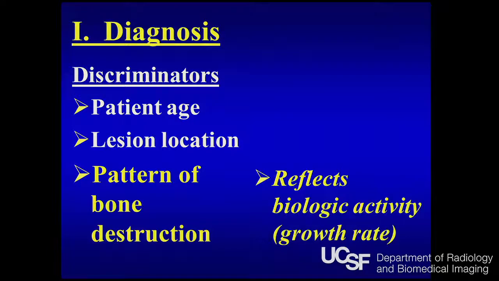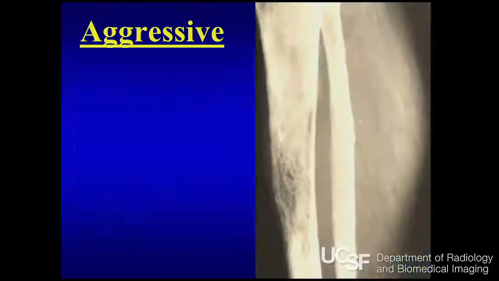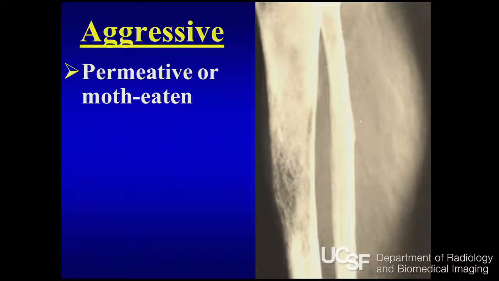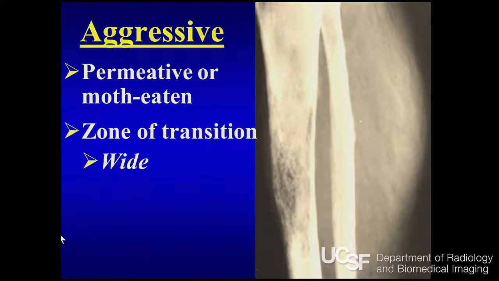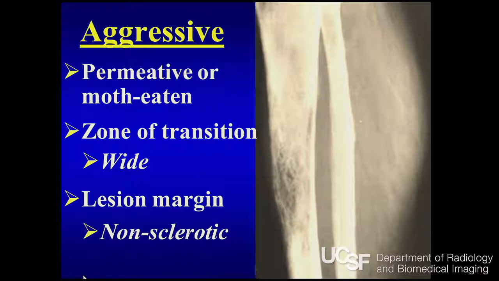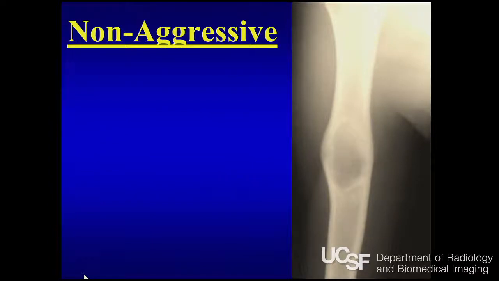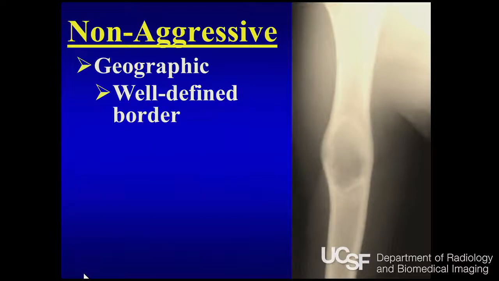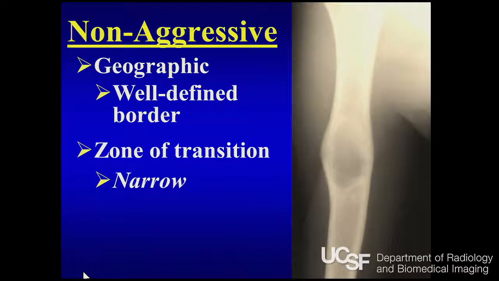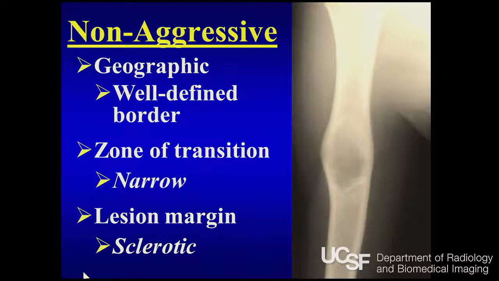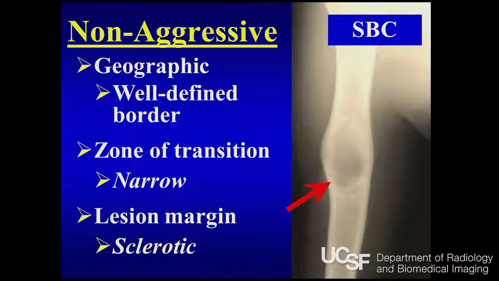What about the pattern of bone destruction? Well, that's important because it reflects the biologic activity or growth rate of a lesion. So we talk about lesions being aggressive in appearance if they have a permeative or moth-eaten pattern of bone destruction, with a zone of transition that's wide and a lesion margin that is non-sclerotic, as in this case of a lymphoma of bone. Non-aggressive lesions, on the other hand, are characterized by a geographic well-defined border with a zone of transition that's narrow and a lesion margin that is sclerotic, as we see in this case of a solitary bone cyst.